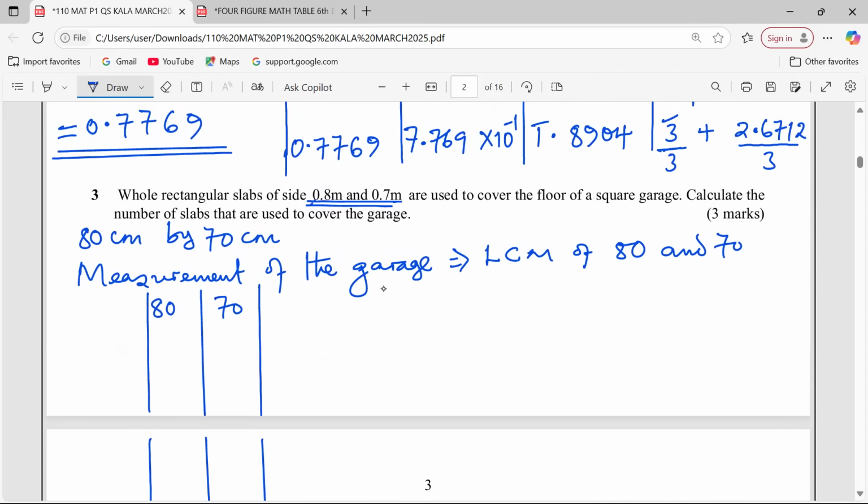What has been provided is a rectangular slab. Then this slab is going to cover a square room. That means the dimensions of the room are bigger than those of the slab. Therefore, the room is made up of multiples of the slabs. We need several slabs to make the room. Therefore, the room should be bigger. And for that case, we get the LCM, a multiple.